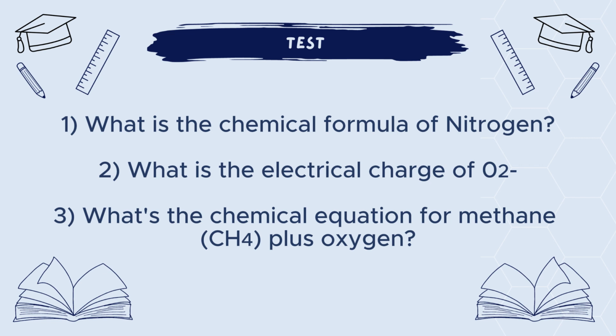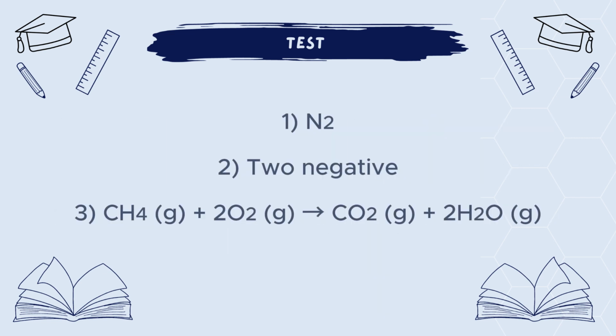Okay, that's the 30 seconds up. Now time for the answers. Number 1 is N2, number 2 is 2 negative, and number 3 is CH4 gas plus 2 O2 gas gives you CO2 gas plus 2 H2O gas.